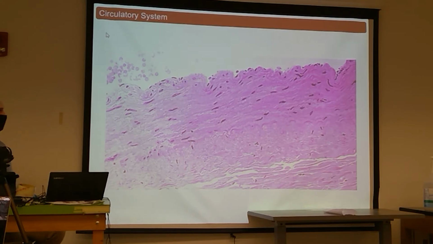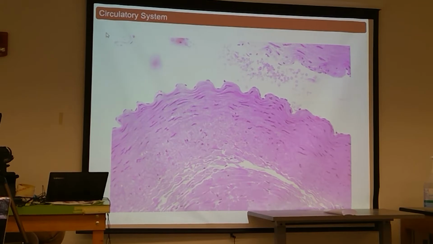Okay. So going next, classify the tissue. Squamous endothelium. Yep. Classify this layer. Yep, tunica media.